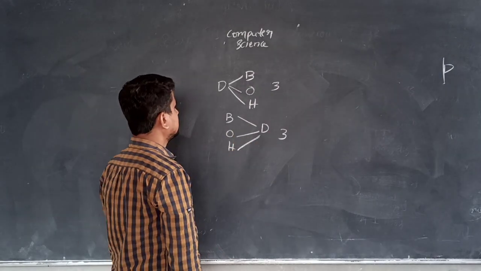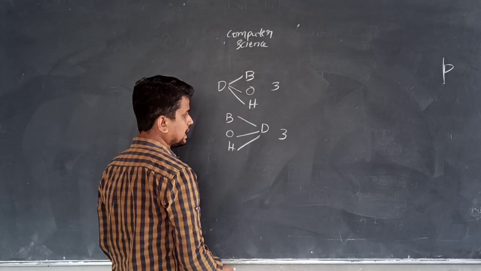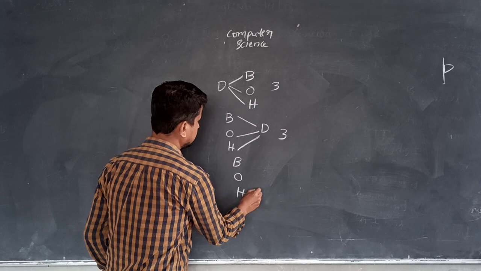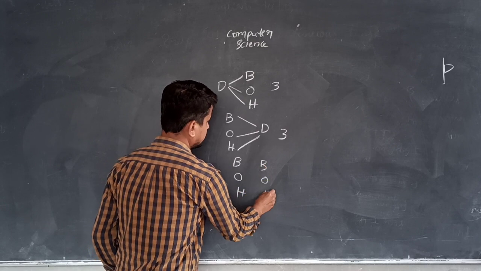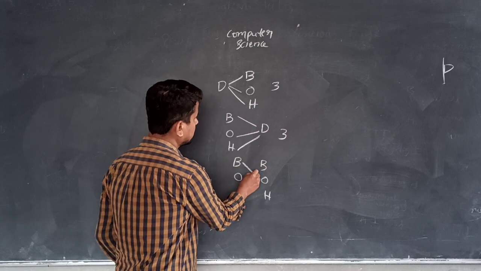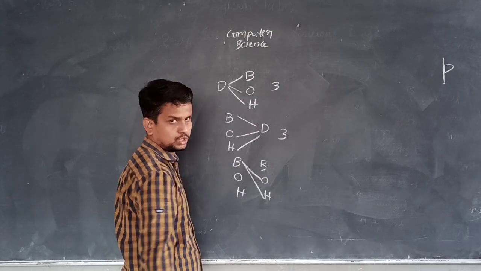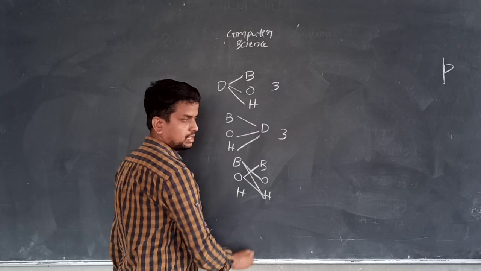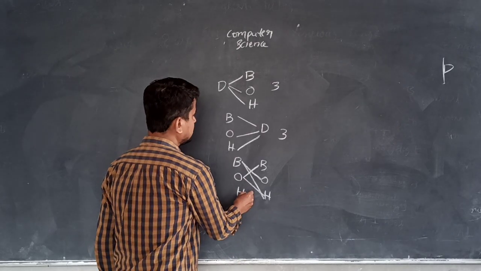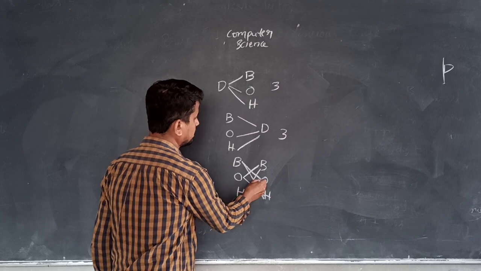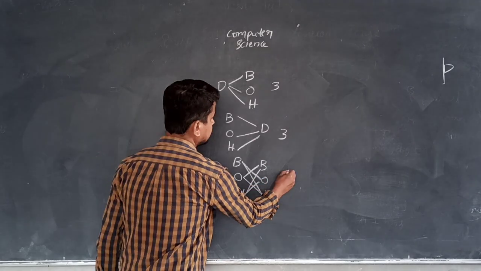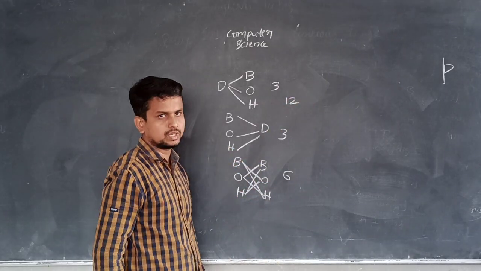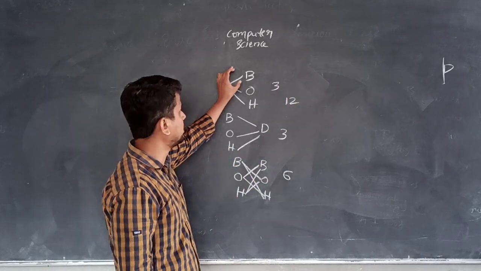Now again, other six conversions are there. I am writing here: B, O, H, B, O, H. So binary to octal conversion, binary to hexadecimal conversion. Two conversions. Again octal to binary conversion, octal to hexadecimal conversion. Another two. Again hexadecimal to binary conversion, hexadecimal to octal conversion. Again 2. So total 6 conversions. How many total conversions are there? 12 conversions.